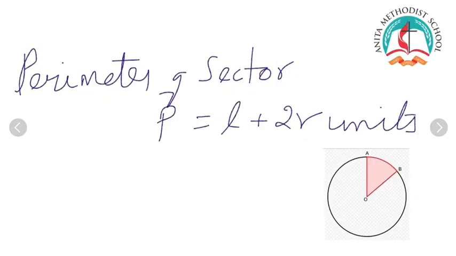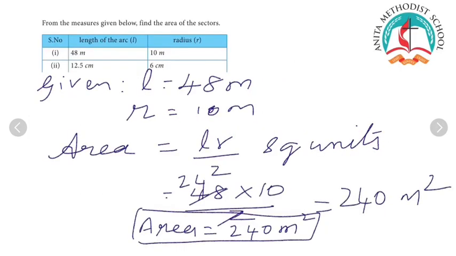Then the next one is perimeter of the sector. Perimeter we denote by the letter P. So P is equal to length of the arc plus 2 times radius units. Once again, perimeter of a sector P is equal to L plus 2r units. By using those formulas, shall we do one or two sums?